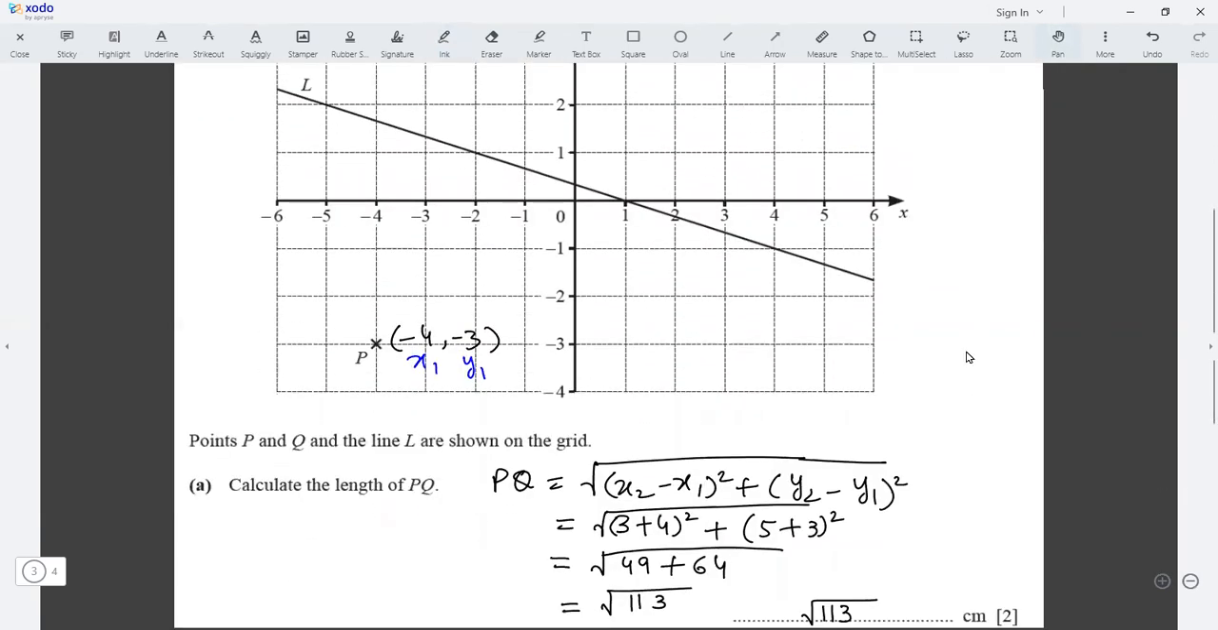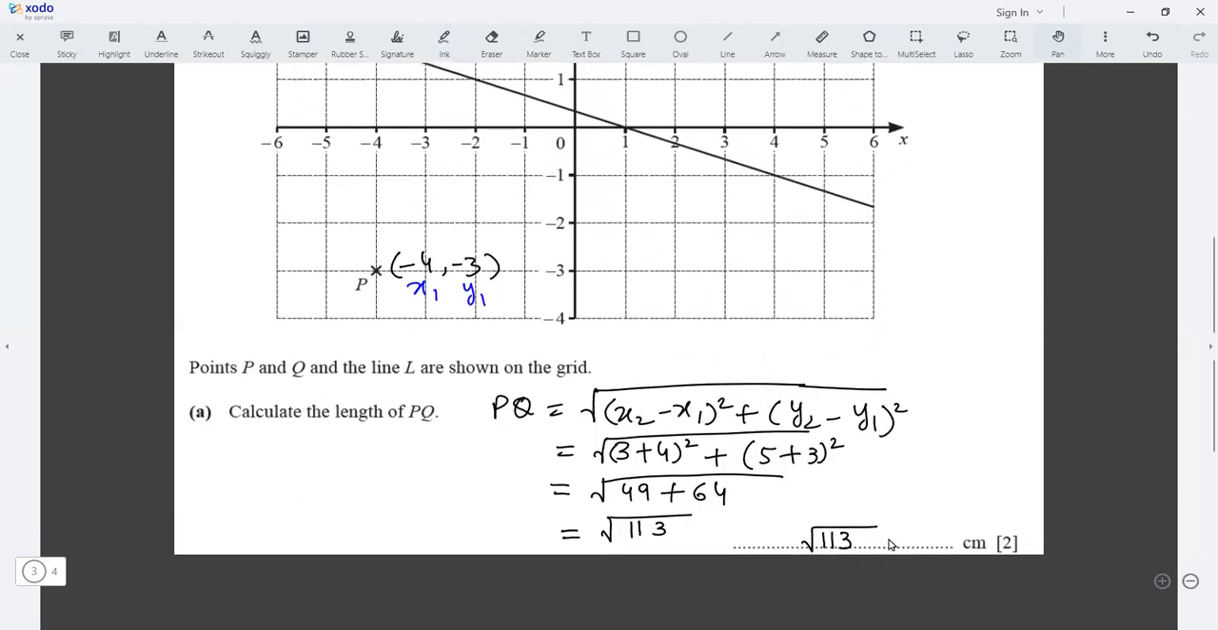This is actually a paper 2 question, so you can write this down in the calculator. You can solve it and write down the answer in decimal form. It will be 10 point something. So actually, I'm going to discuss the types of questions here.